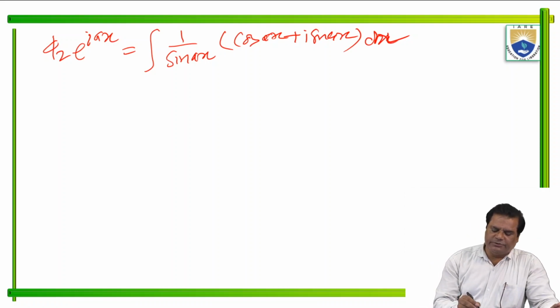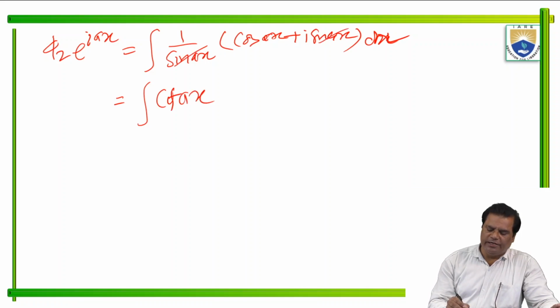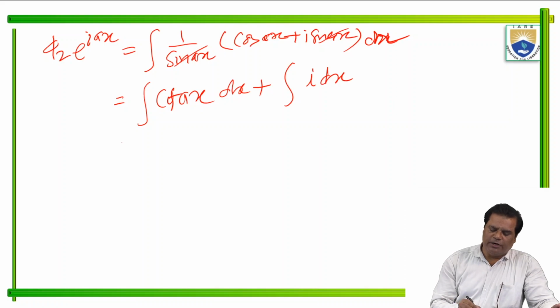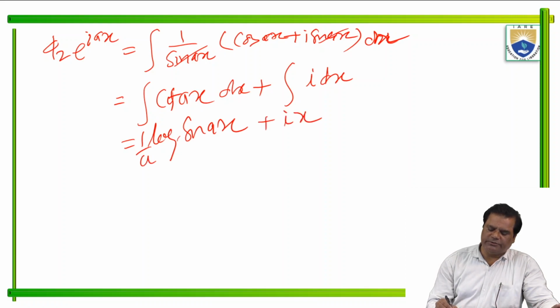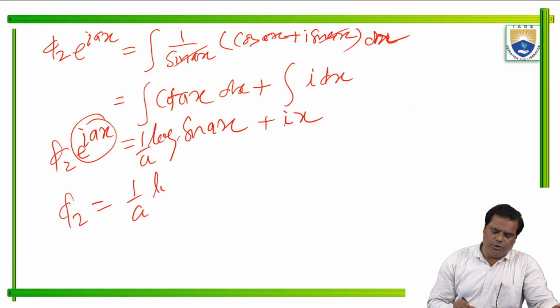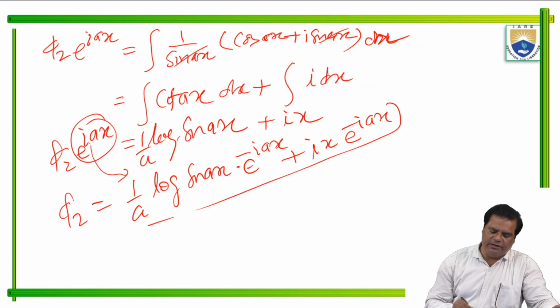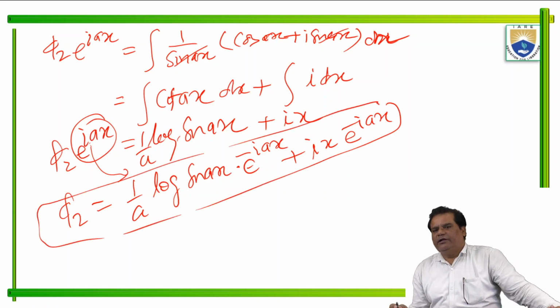So now multiply by this, then we get again here dx and this cancels to this. So here we get dx plus integration i into dx. Now here this is log sin ax and 1 upon a, plus ix. This is phi 2 e to the power iax. Dividing by this, we get phi 2 is equal to 1 upon a log sin ax into e to the power, this goes to denominator, then we write here minus iax plus ix, e to the power minus ix. So this is the value of phi 2.